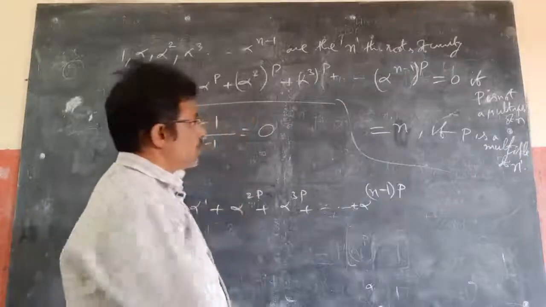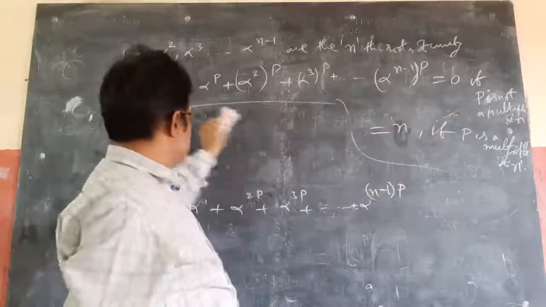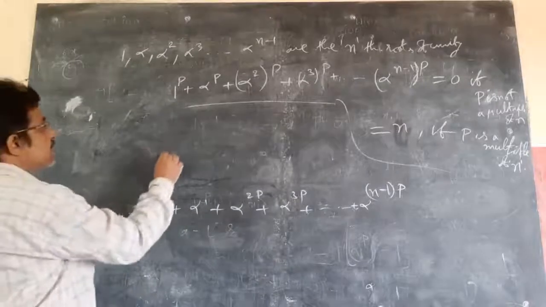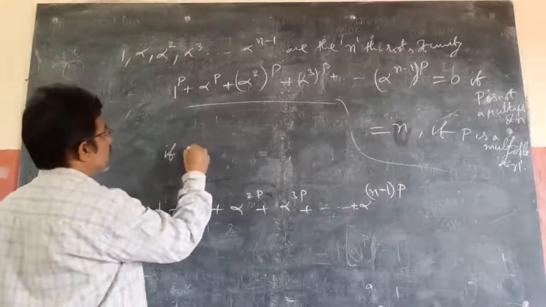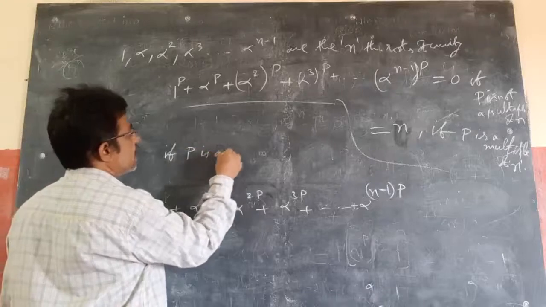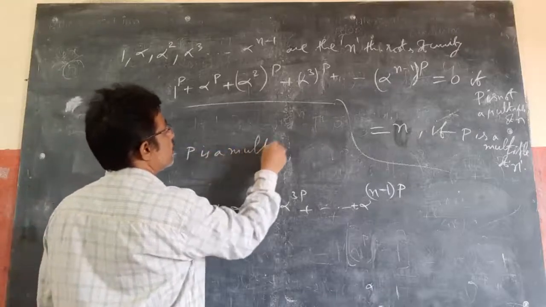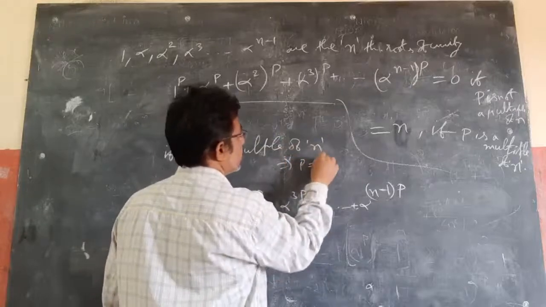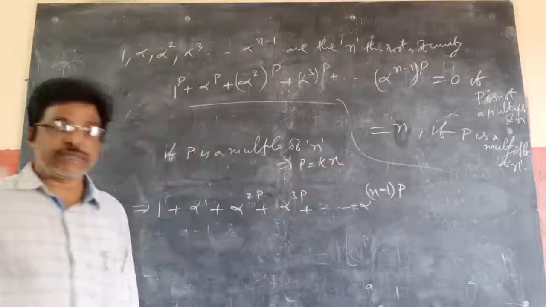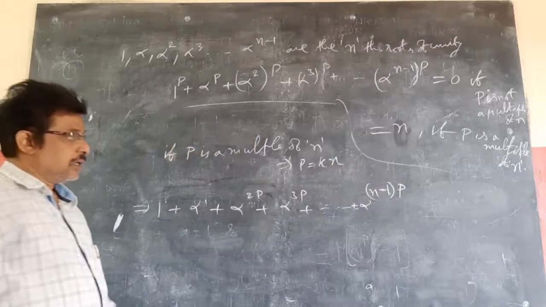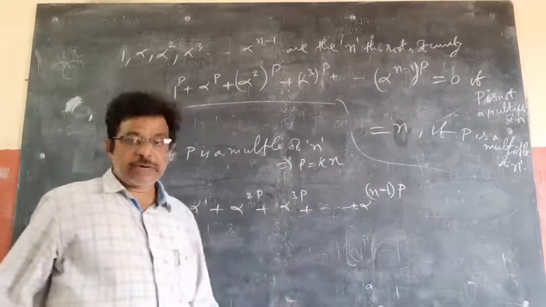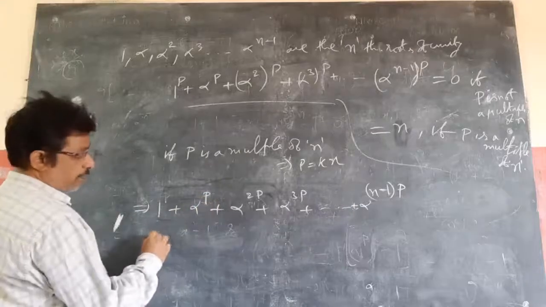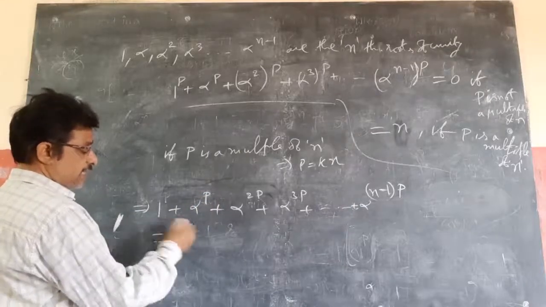So it is equal to 0. First part is proved. Now the next part. Next part is if p is a multiple of n, then p is equal to some kn. A multiple of n is some integer times n. Now this becomes 1 power anything, 1 only.